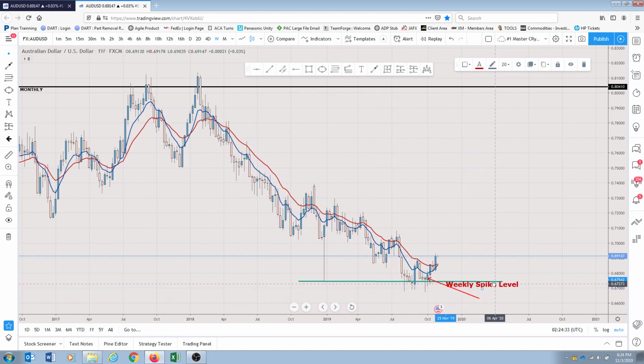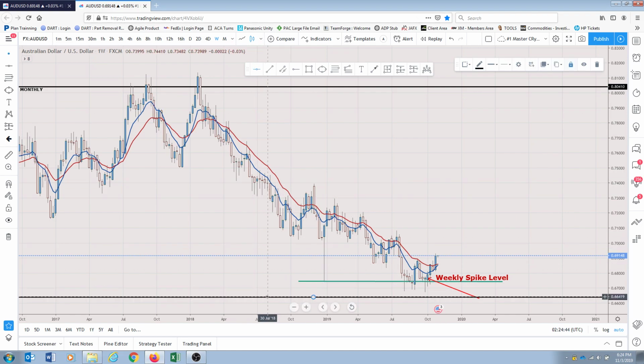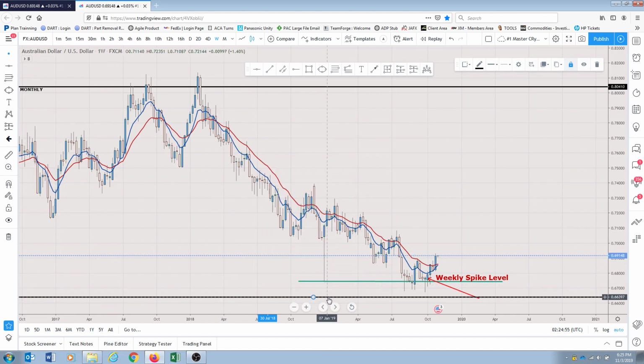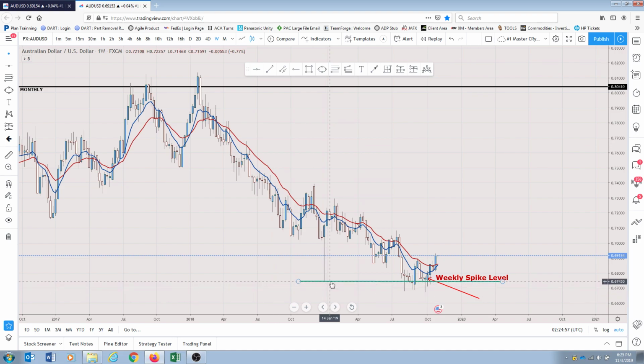So if you would have labeled it like this, or it's better if you actually use this horizontal line, because then you can double click it and put a label here. You can label it whatever you want. See how it's making a label? It's actually a better tool to use. So you could have used that tool to label this level.